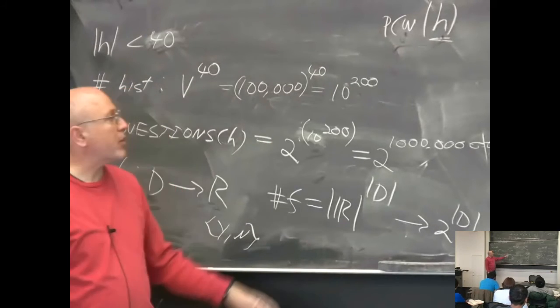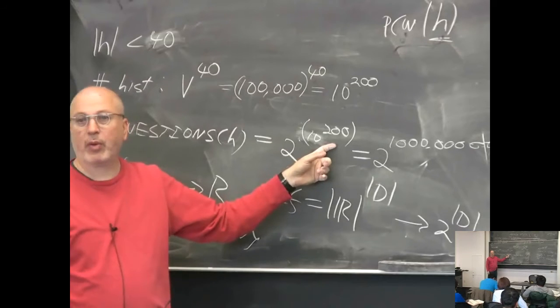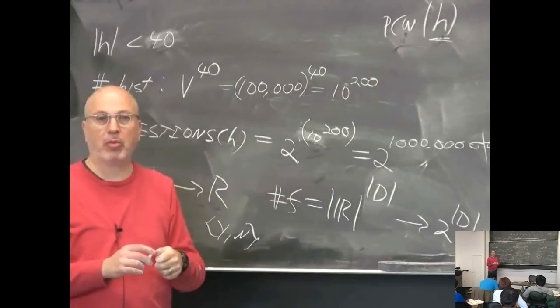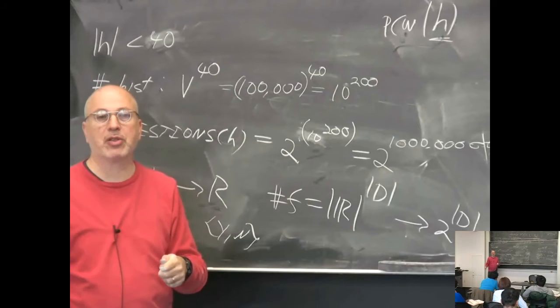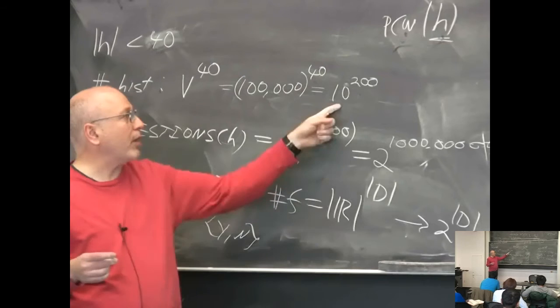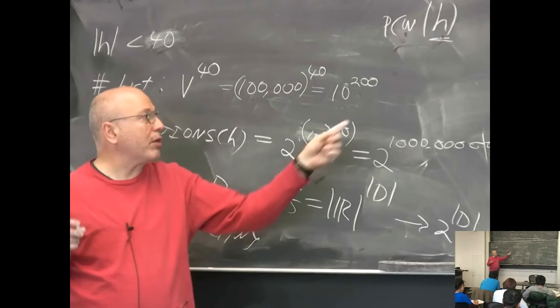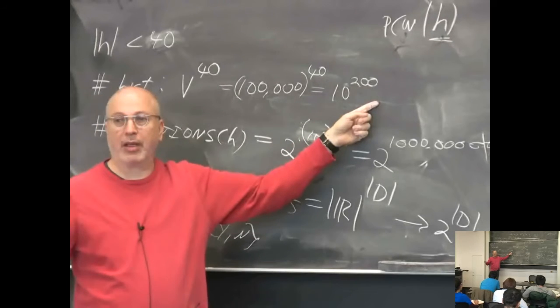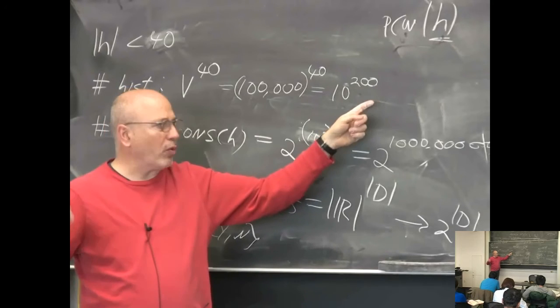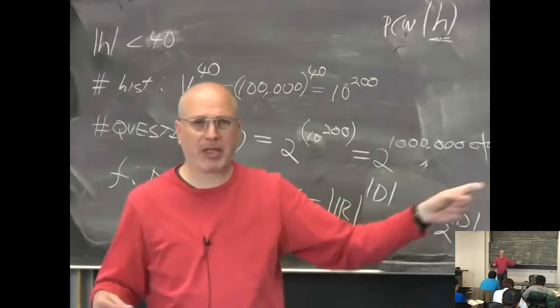Another way to see why this is true, why it's 2 to the number of histories, is that every question can be defined in terms of what answer it gives to each one of the histories. So it could be represented as a bit vector of length 10 to the 200, such that each one of these bits is 1 if the question answers yes, and 0 if the question answers no.